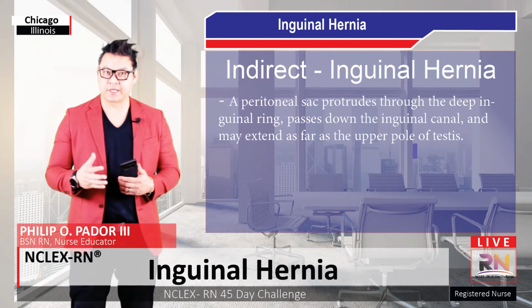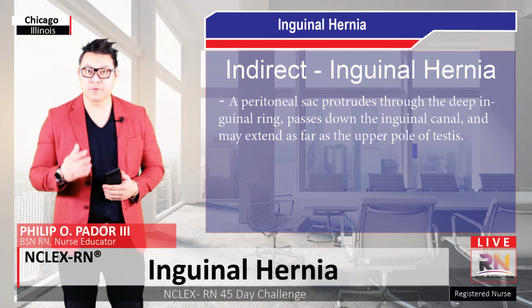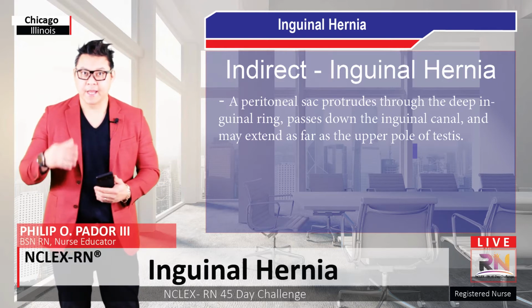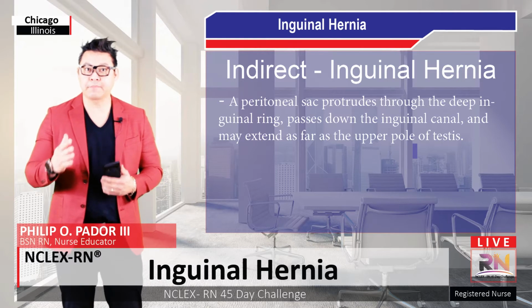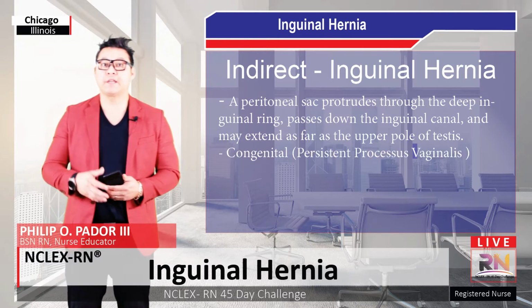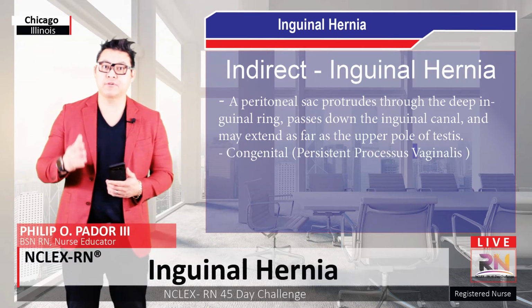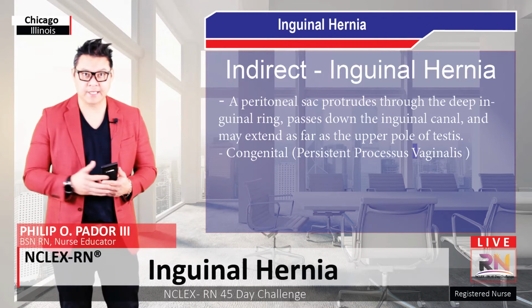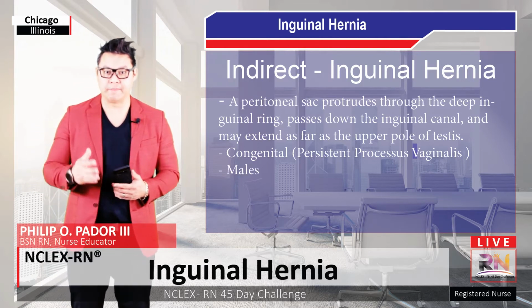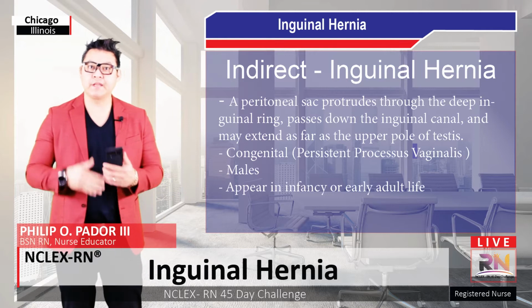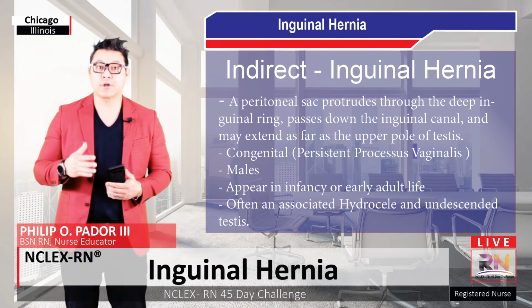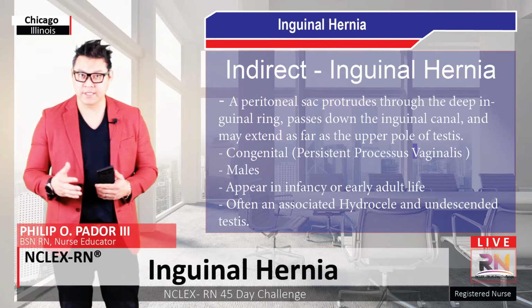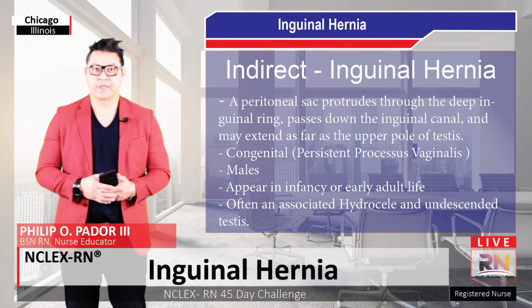Indirect inguinal hernia: a peritoneal sac protrudes through the deep inguinal ring, passes down the inguinal canal, and may extend as far as the upper pole of the testis. The defect is congenital and is due to a persistent processus vaginalis. It is more common in males. It may appear in infancy or early adult life. In infants, there is often an associated hydrocele or undescended testis.